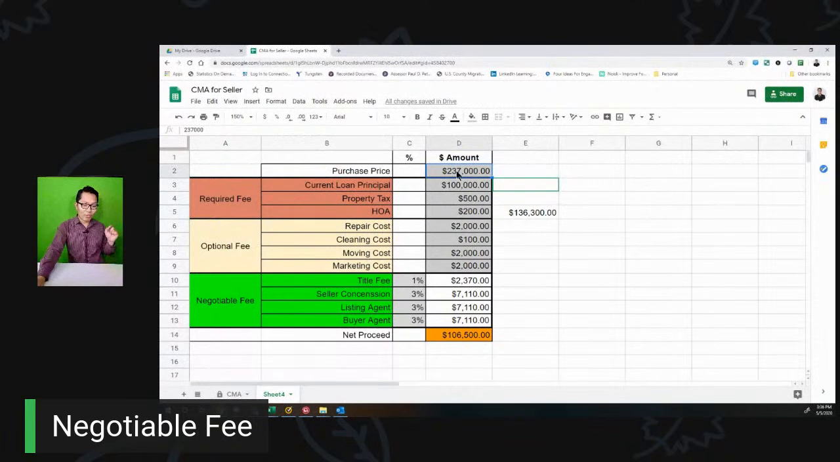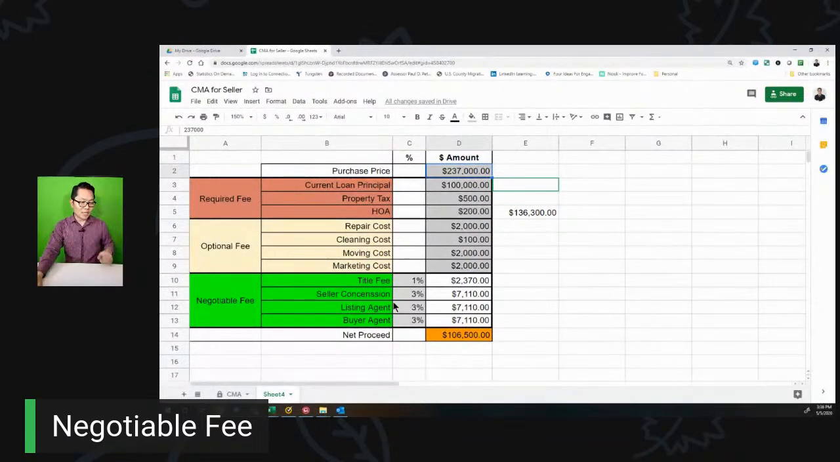We're talking about two more fees that are negotiable. I'm talking about the listing agent fee and the buyer agent fee. The listing agent fee is a fee that you pay for the agent who helps you sell the house. Now, normally in the Arizona market, I put 3% right here as normal. And again, since it is a negotiable fee, it's really up to the seller to determine how much you are willing to give up.